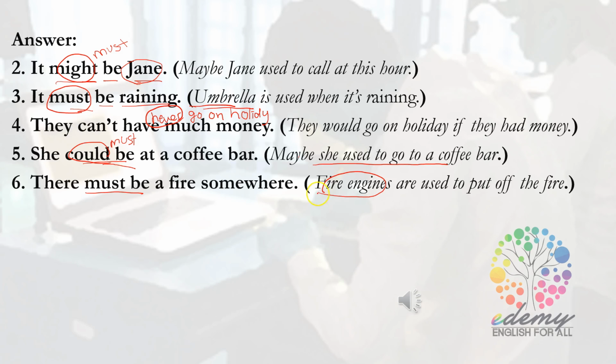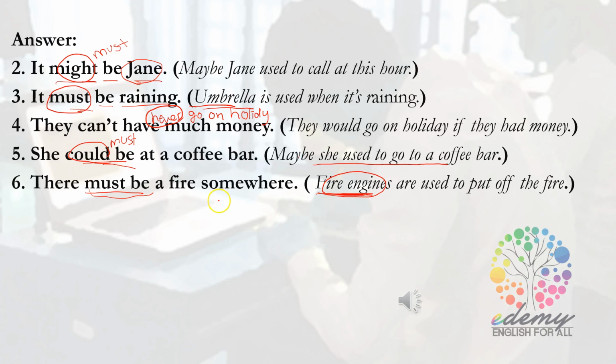So when you see 3 fire engines, you are sure that there must be a fire somewhere. So that's why you respond like this. There must be a fire somewhere. Okay? So let's move on to number 7.